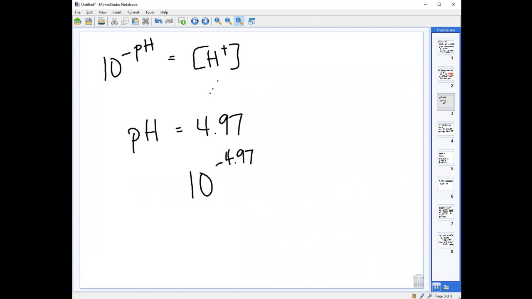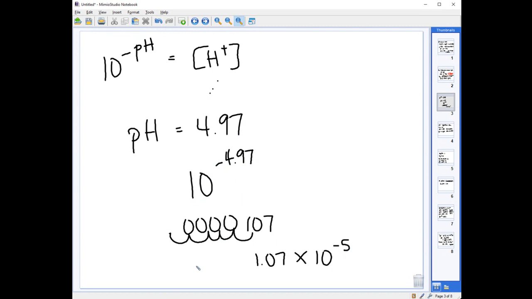Now, your calculator may be a little different on how you do this. So I'm going to put this in my calculator, and I can just write it exactly how it's written, and I get 0.0000107. So 1, 2, 3, 4, 5. I'm going to say 1.07 times 10 to the negative 5. And that is my hydrogen ion concentration.